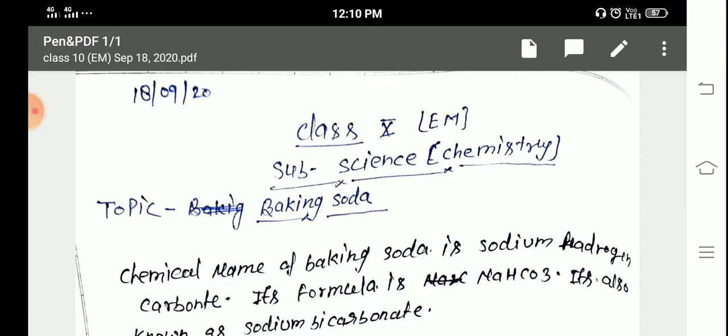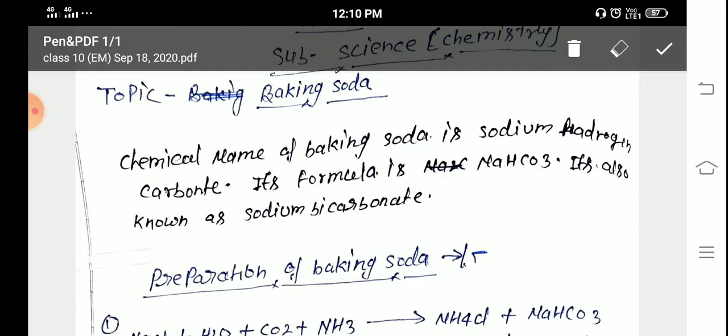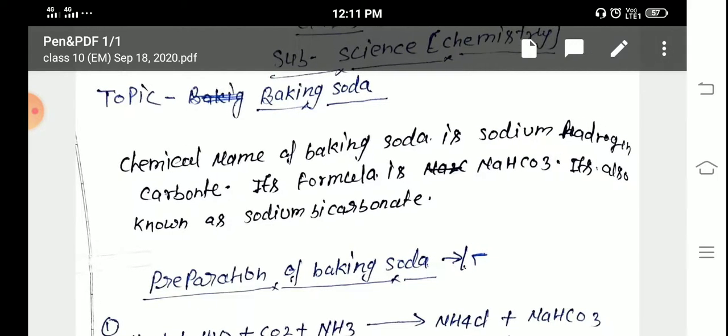Today I will discuss the topic baking soda. Baking soda's chemical name is sodium hydrogen carbonate. Its formula is NaHCO3. It is also known as sodium bicarbonate.